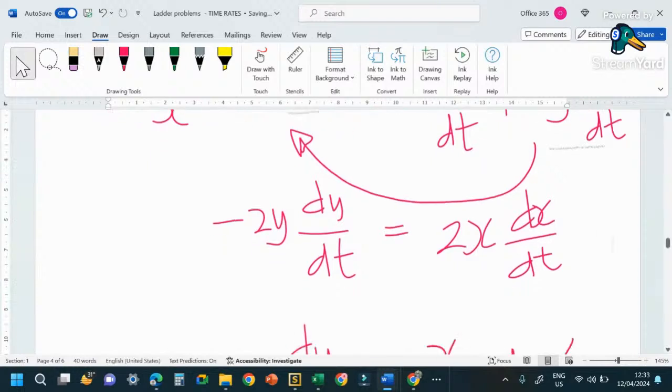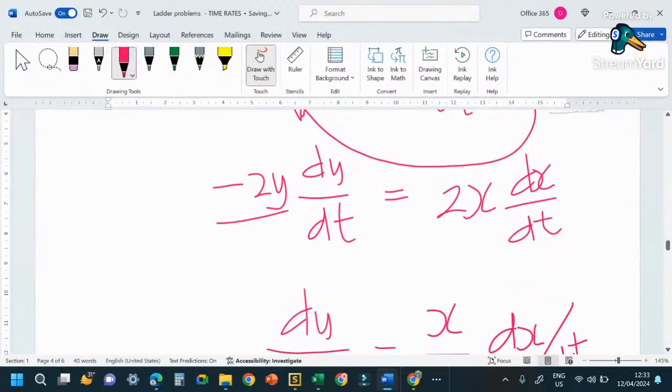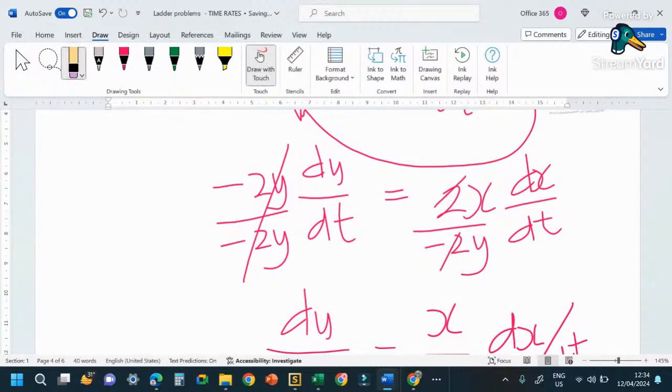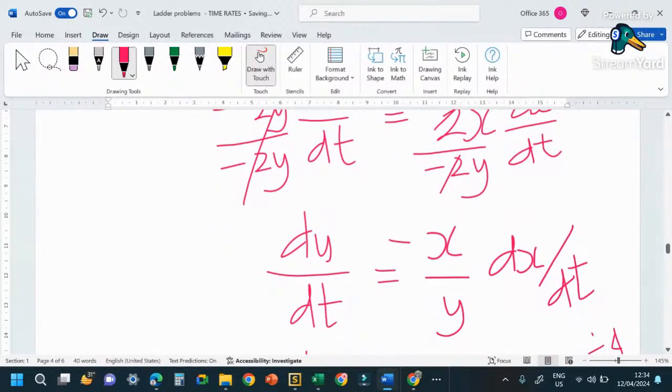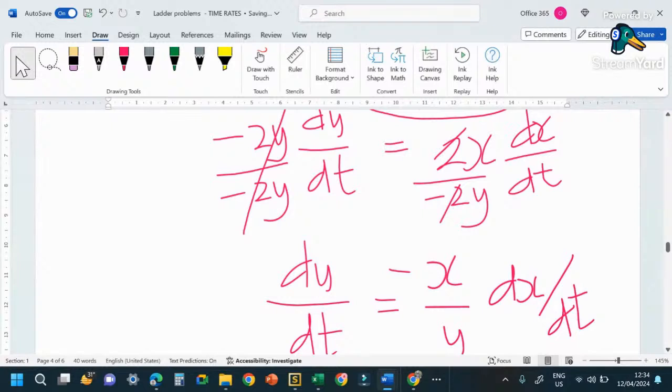Okay? We can divide both sides by negative 2y, or negative 2 first if you want. But I divided both by negative 2y, so we can slash 2y straight away. And we can also slash 2 and 2 here, which will give you a minus x over y, dx over dt. Okay? X over y, which is negative, dx over dt.